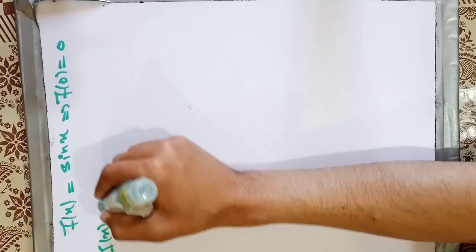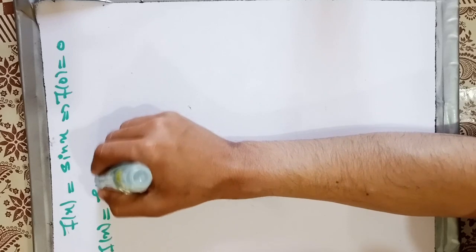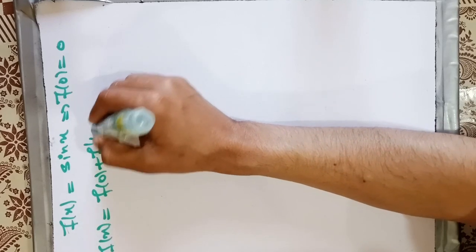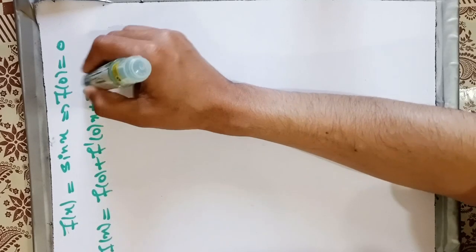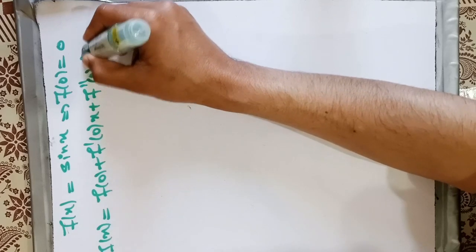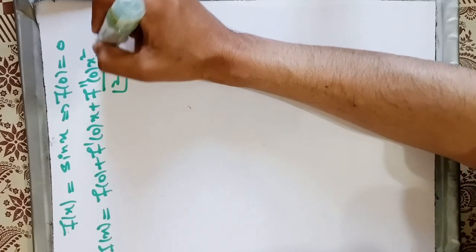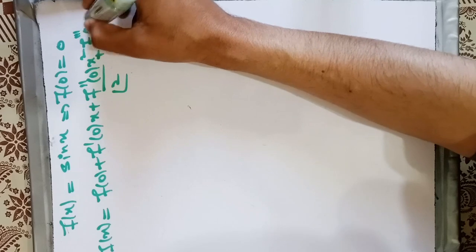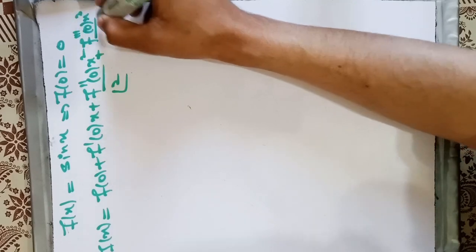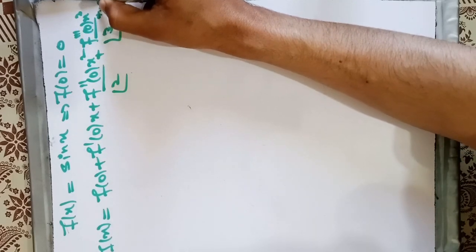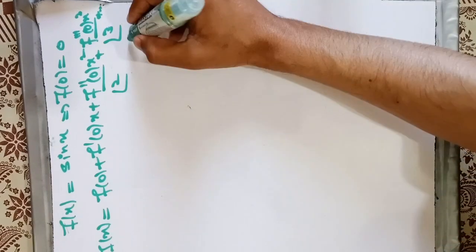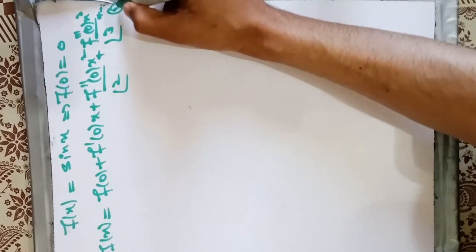formula of the Maclaurin series, which is f at 0 plus f prime at 0 x plus f double prime at 0 x square over 2 factorial plus f triple prime at 0 x cube over 3 factorial plus up to so on, and that will be equation number 1.